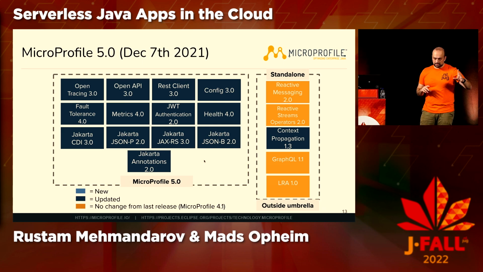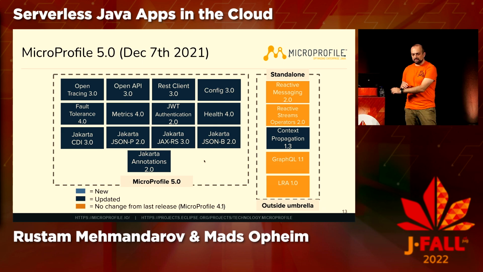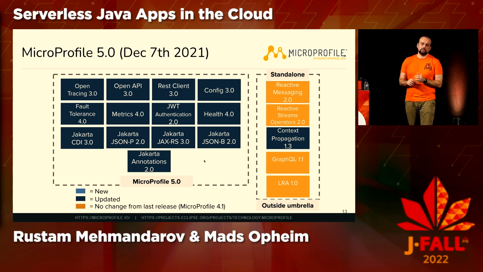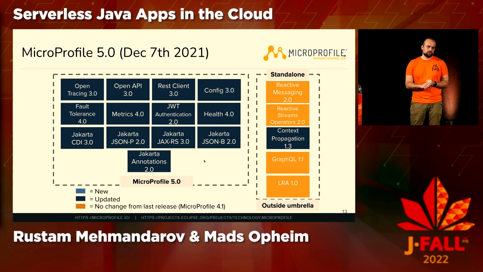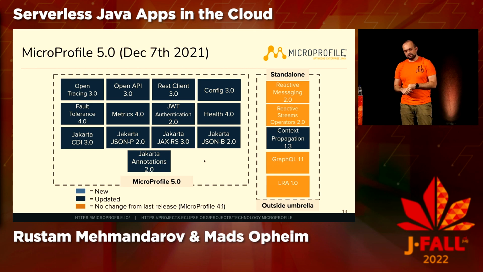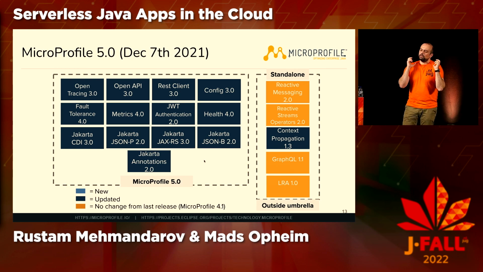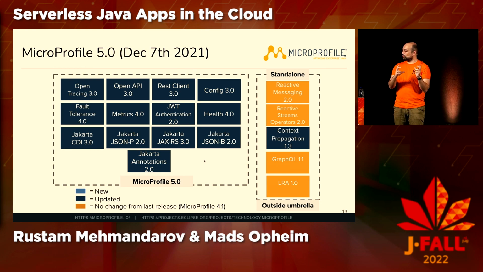And also, as you can see on top there, it says December 7th, 21. That was when the release of 5.0 was. 6 is just around the corner, so it should be coming out very, very soon. And then the picture will be looking a little bit different. So all of those Jakarta things will be kind of put into one box called Jakarta Core Profile.